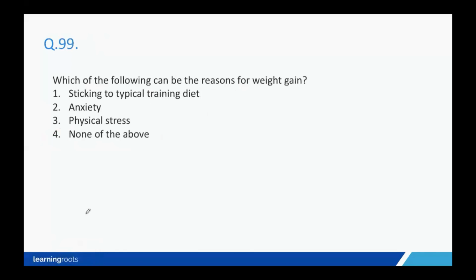Okay, second last question. Which of the following can be the reasons for weight gain? So sticking to typical training diet, anxiety, physical stress. Again, clearly, anxiety is the one which talks about weight gain, right? So it talks about leading to cramming food and so on. So in this case, 2 has to be the answer.